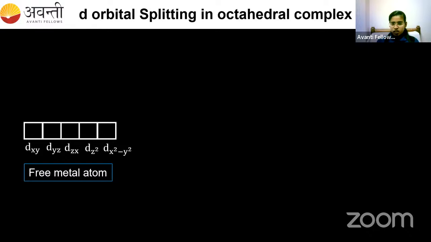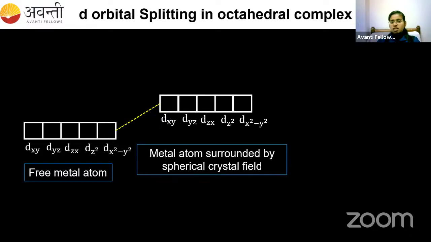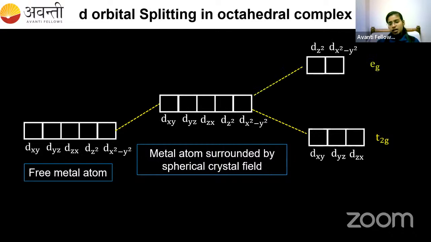Yes, very good. Very good, Nagashri and Priyanka. So all the 5d orbitals are going a little bit higher in energy. Now in presence of octahedral field, the first three orbitals will go lower in energy and the last two will go higher in energy.